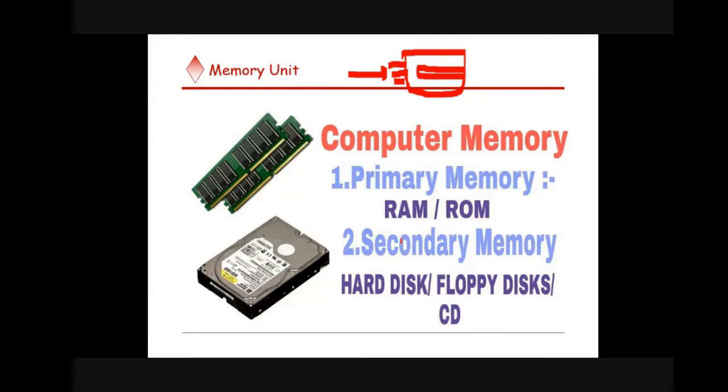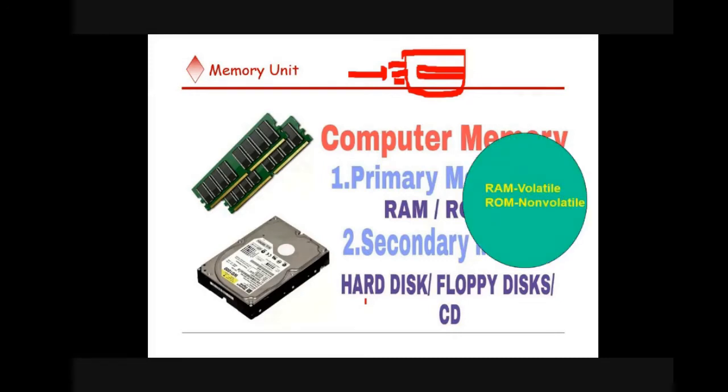Now, what is the secondary memory? Secondary memory is the extra memory you add to the system for extra storage. Already you are familiar with it: hard disk, pen drive, and other things. Those are the extra memory you use with the system, and that is called secondary memory. And you also know that RAM is a volatile memory and ROM is a non-volatile memory.